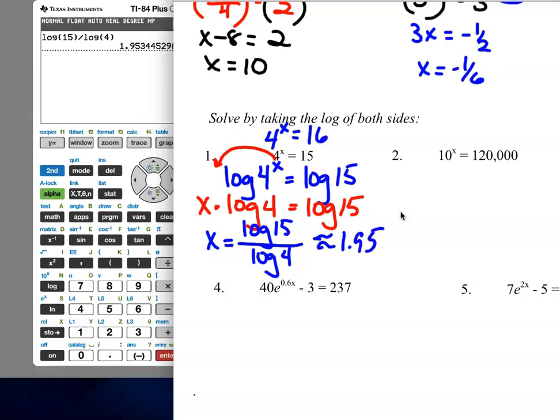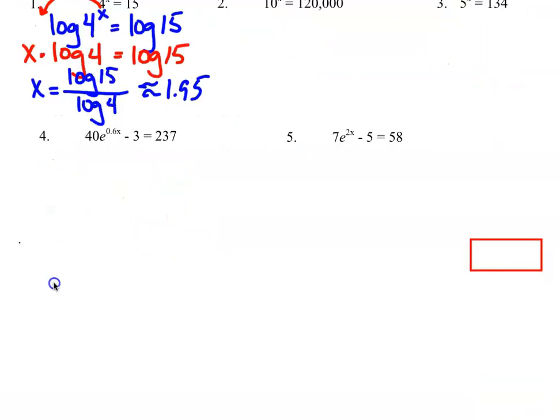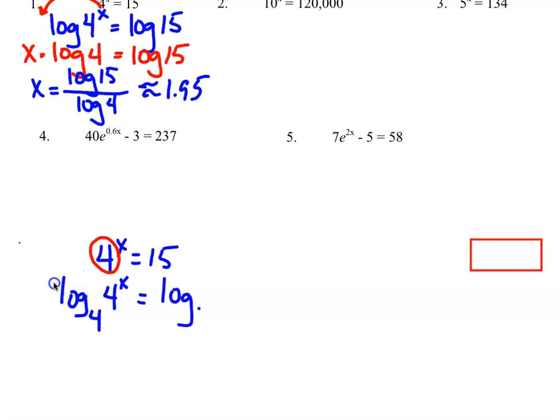Okay, so that's one way of thinking about that question. So I'm going to rework this one. 4 to the x equals 15. We can take the log of both sides, but instead of using base 10, which is what I did the first time I went through this example, we could choose to use a base that makes sense for this problem. And since 4 is the base that's being raised to the power, we could take log base 4 of both sides instead of log base 10.